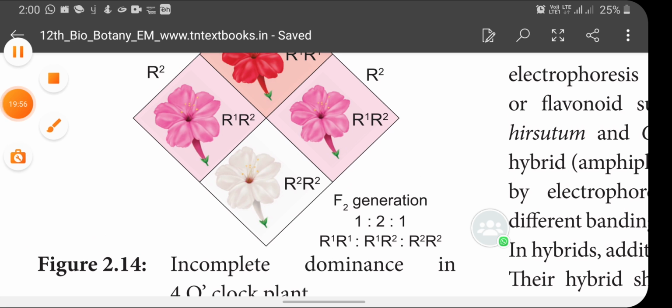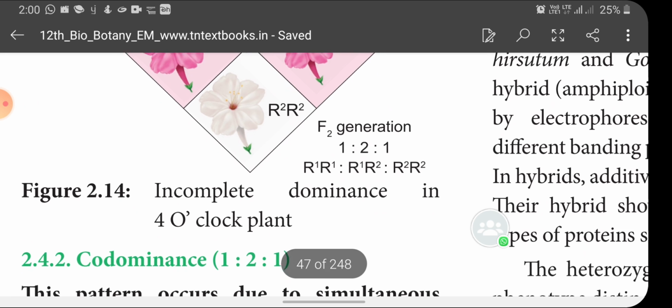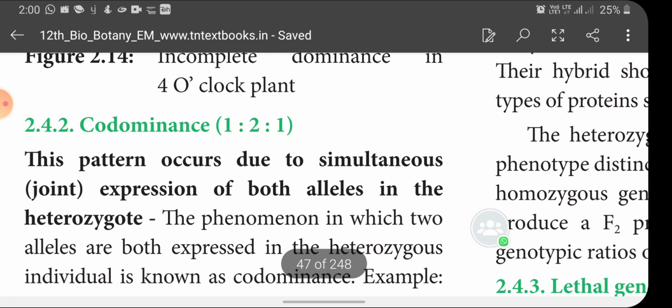Incomplete dominance means that neither parental trait is dominant over the other allele of the character. It can be expressed in the Mirabilis jalapa plant. Okay, the next one is codominance. This codominance I will discuss in my next class, children.